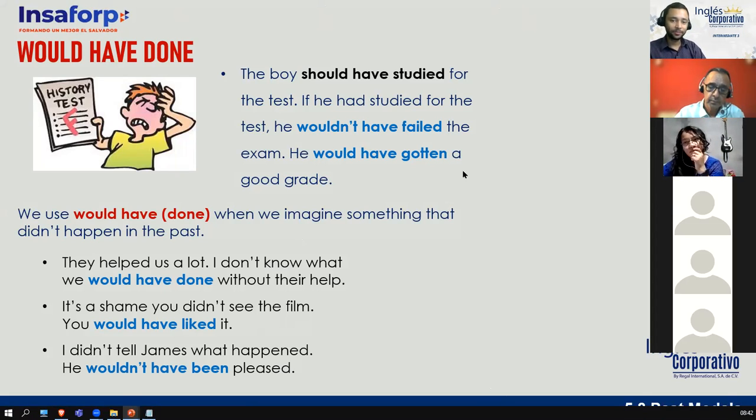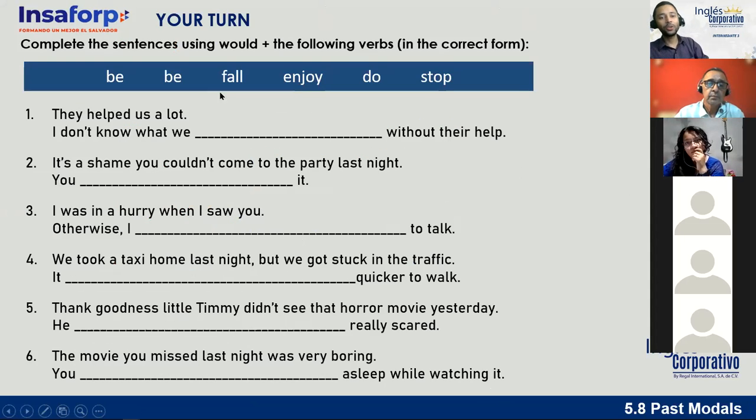The first one, your turn. What do you have to do? Complete the sentences using would plus the following verbs in the correct form. You have to use would have and a verb in past participle. Okay. Todas son afirmativas, por cierto. The first one is the example. They helped us a lot. I don't know what we would have done without their help.